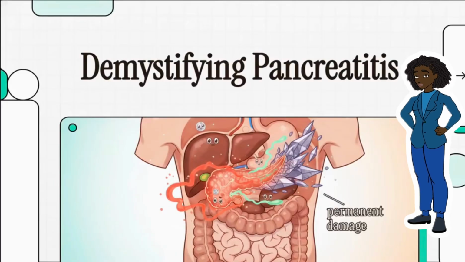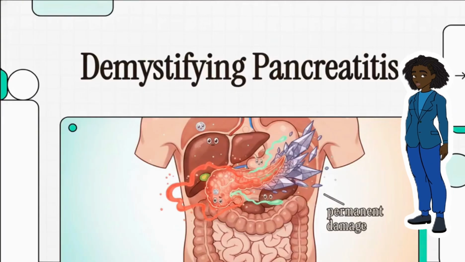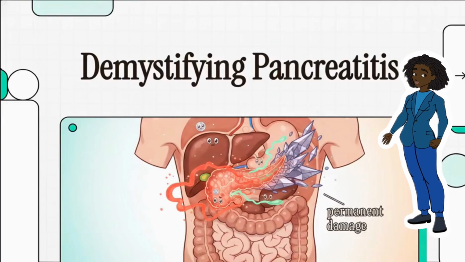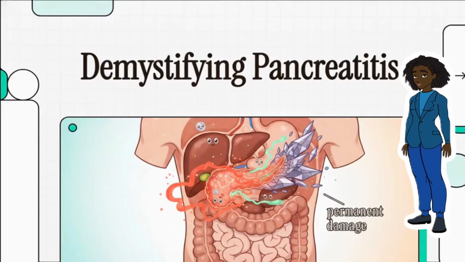Have you ever felt a sharp pain in your upper abdomen, usually on the left side, and sometimes it radiates to your back? That pain could be caused by many things, but one of them is pancreatitis, and that's what we're talking about today.